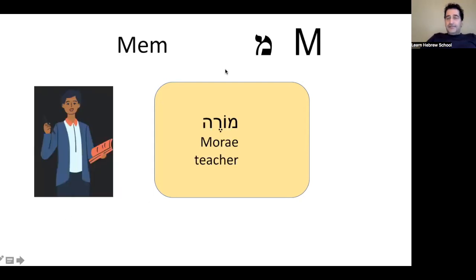The next letter of the Hebrew alphabet is mem. Mem is like M in English. More is a teacher, male teacher. More. The vav has a dot on the top. This vav is a vowel. Reish with three dots sounds like e, and hey at the end. More. Feminine would be mora. Mora is a teacher, school teacher.